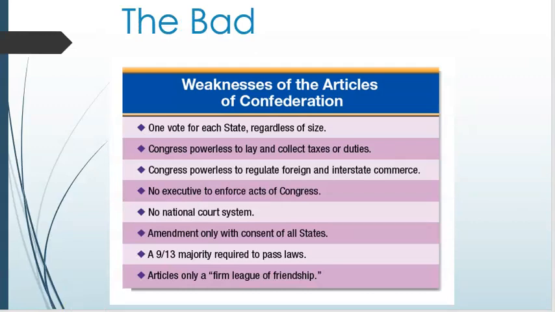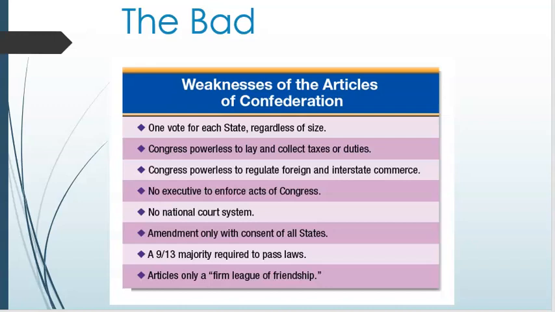So, weaknesses: one vote for each state, regardless of size. Not very fair, not very equal. Congress is powerless to lay down and collect taxes or duties, which means money. They can't make any money. Congress is powerless to regulate foreign or interstate commerce, which means they can't control trade at all. At all. Each colony, each state had their own trade rules.